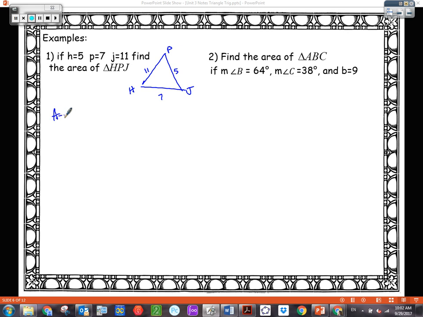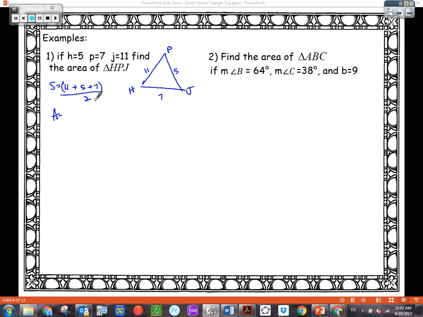So our area is going to be, we need the semi-perimeter, right? That's the first thing in the area formula for Heron's, the semi-perimeter. So let's calculate it. The semi-perimeter is going to be the sum 11 plus 5 plus 7, the sum of all of the sides, and then we're going to divide by 2. You know, multiply by a half, however you want to think about it.